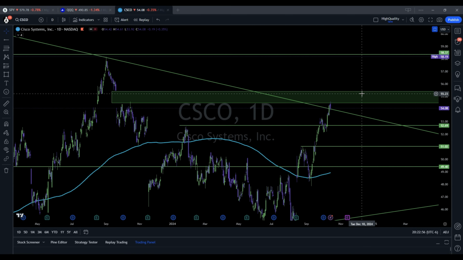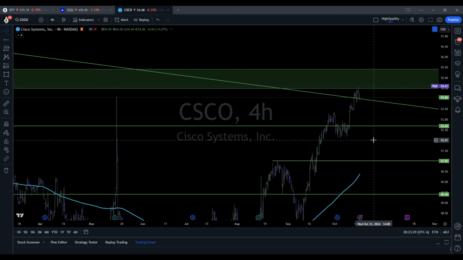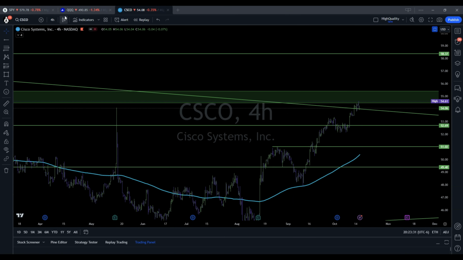Most likely what happens if CSCO is able to fill this gap, the bears try to step in and push price back down, because as gaps get filled, most of the time they act as resistance for a while until the bulls are able to push price back above. But could be a very bullish scenario here on CSCO Systems.